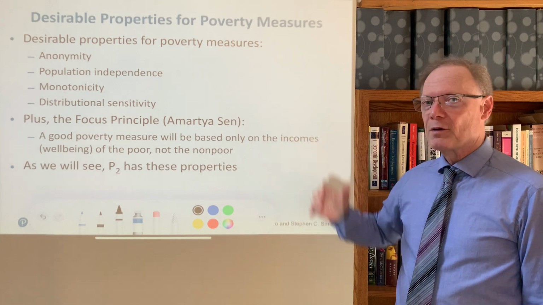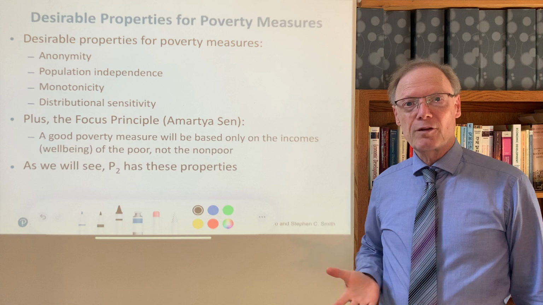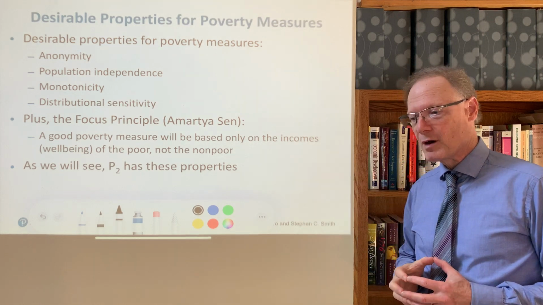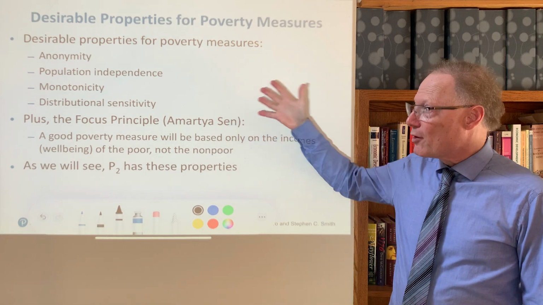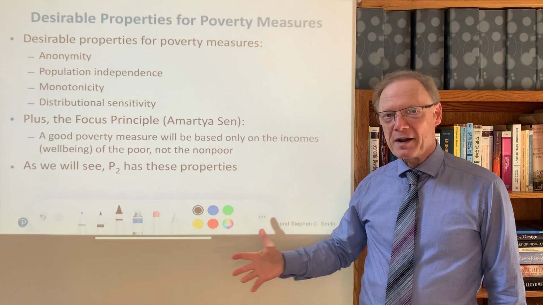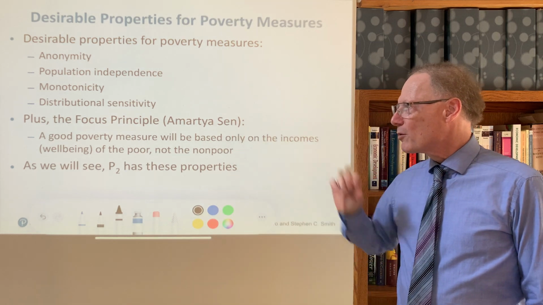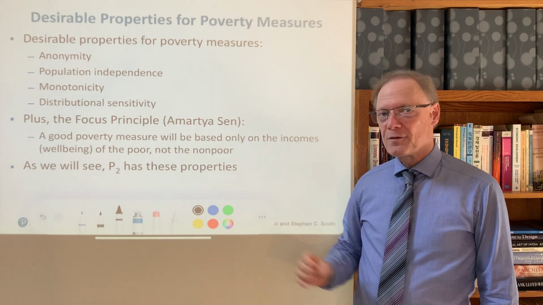And the four that we're going to look at are universally basically agreed to be essential to have a good poverty measure among those who've examined this closely. I'll get to those in a moment. Underlying this is, if you want, a kind of meta property. This one was put forth first by Amartya Sen. He called it the focus principle.